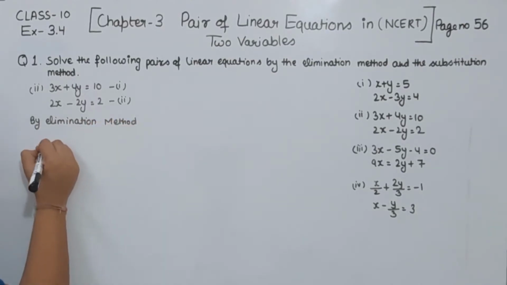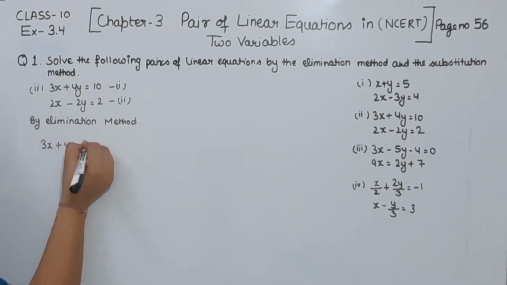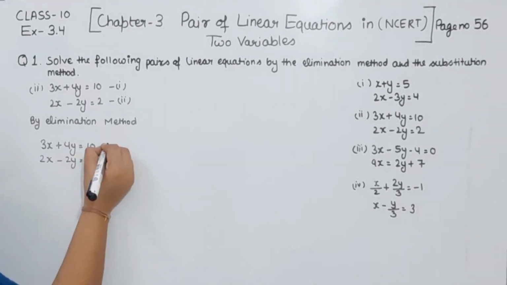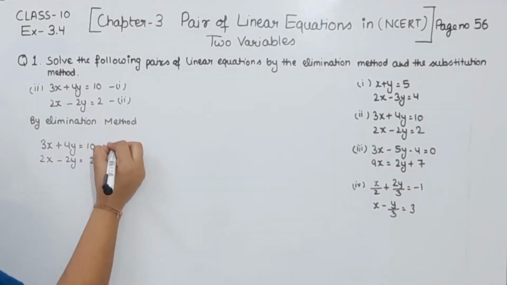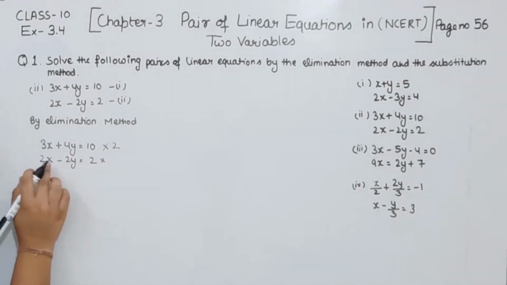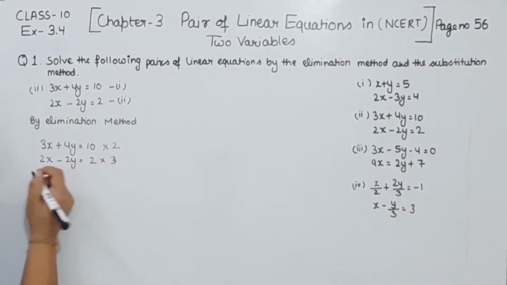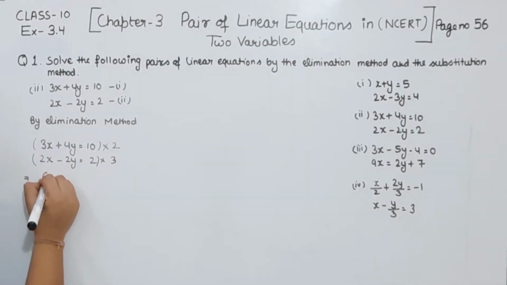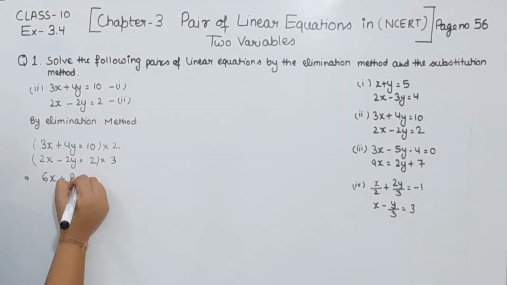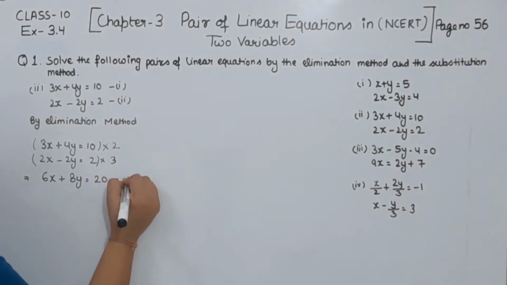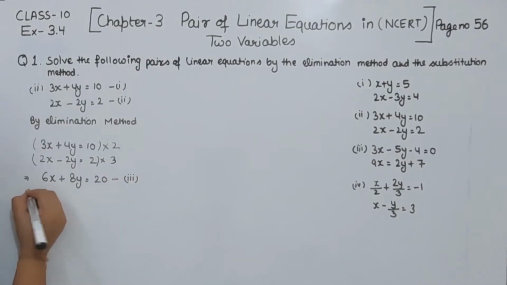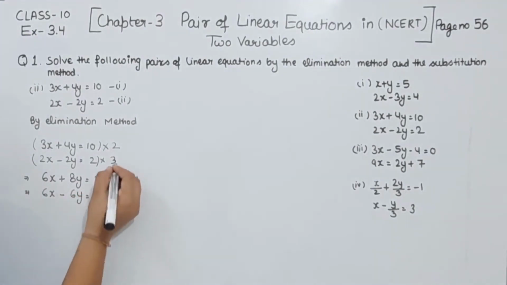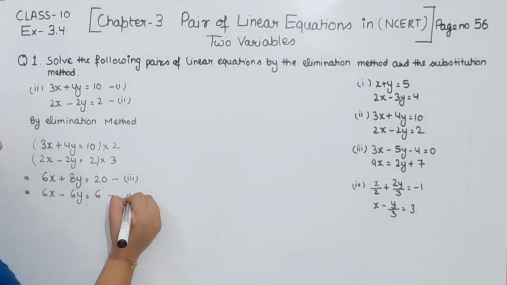Now I am going to write both the equations we are having: 3x plus 4y is equal to 10, and the second one we are having is 2x minus 2y is equal to 2. Now I am going to multiply this equation by the coefficient of x of the other equation, and we have to multiply this equation by the coefficient of x of the first equation. So we are going to multiply the whole equation. So we are having 3 twos are 6x plus 4 twos are 8y is equal to 10 twos are 20. This one we are having is equation number 3. Now 3 twos are 6x minus 3 twos are 6y is equal to 3 twos are 6. This one we are having is equation number 4.